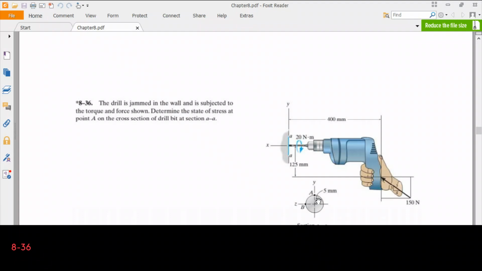So this is our problem. In fact, we need to determine the internal forces and moments at section AA. In order to do that, we will first determine the reaction forces coming from the wall to the drill bit, and it will be fixed to the wall, as is seen from the figure. So let's draw the free body diagram of the problem.